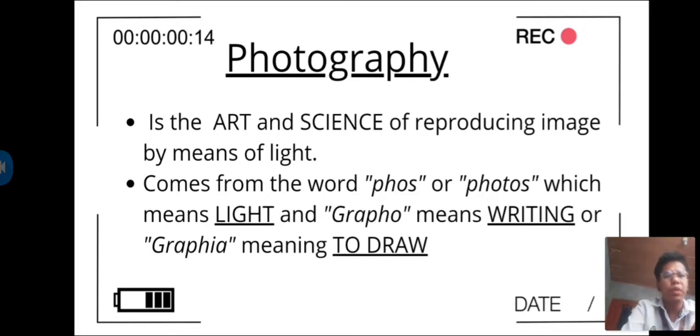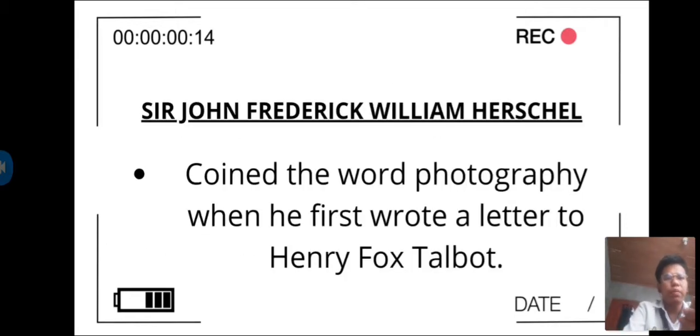Photography comes from the word phos or photos, which means light, and grapho, which means writing, or graphia, meaning to draw. And the person who coined the word photography was Sir John Frederick William Herschel when he first wrote a letter to Henry Fox Talbot. Mamaya makikilala natin ano nga ba ang contribution ng dalawang to sa photography.